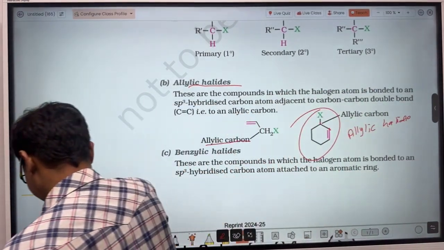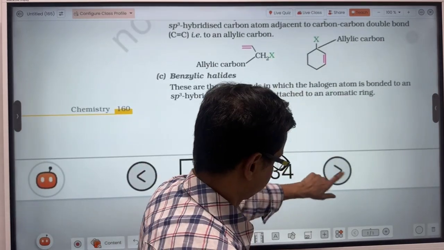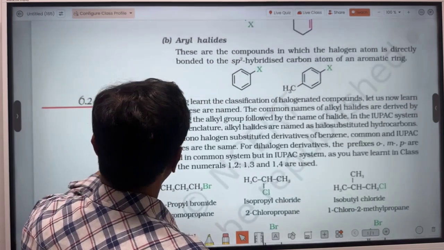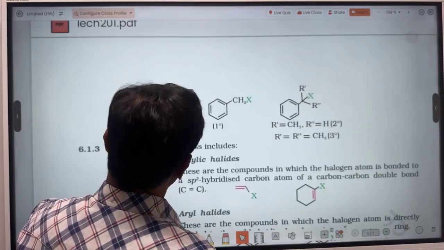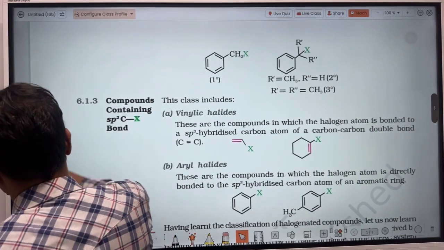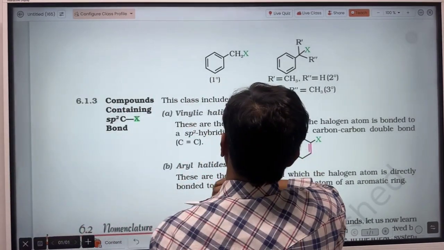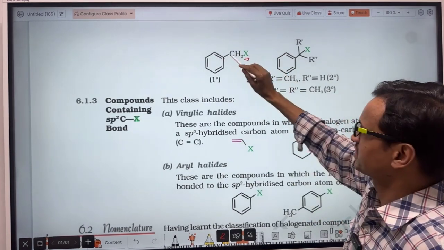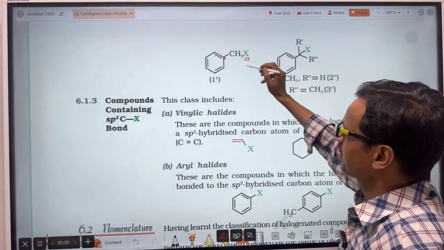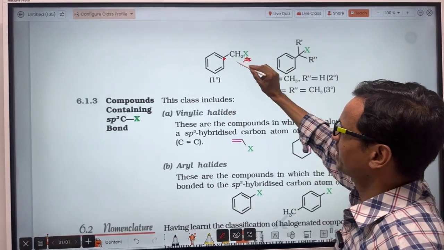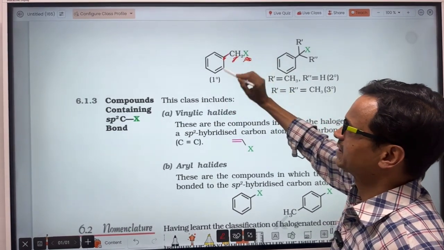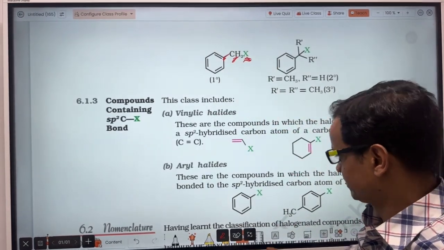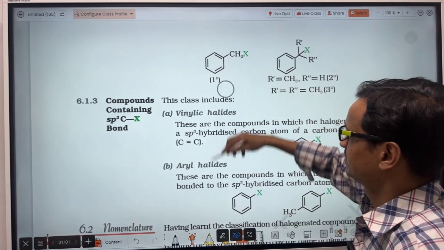Now let's see about the benzylic halide. Here, the halogen is bonded to that carbon. Halogen is not directly bonded to the benzene. The carbon of benzene is this one. Halogen is not directly bonded to the benzene. It is bonded to a carbon atom which is bonded to a carbon of benzene. So this compound will be called benzyl halide or benzylic halide.